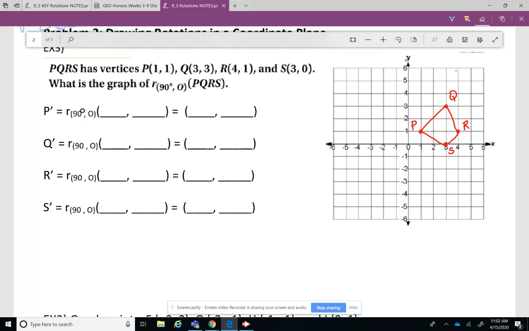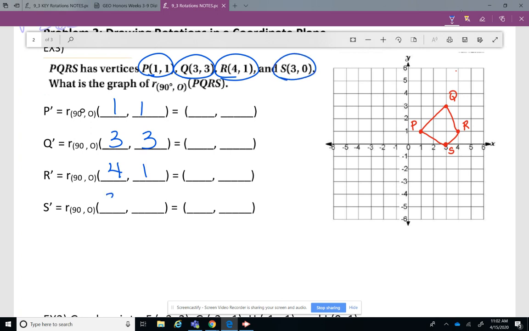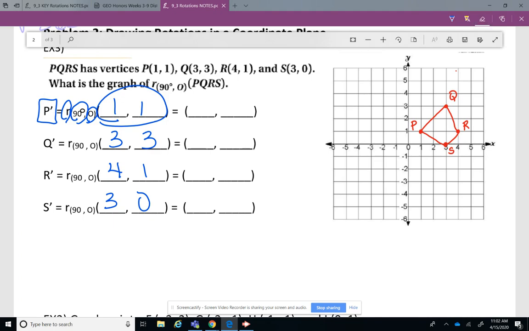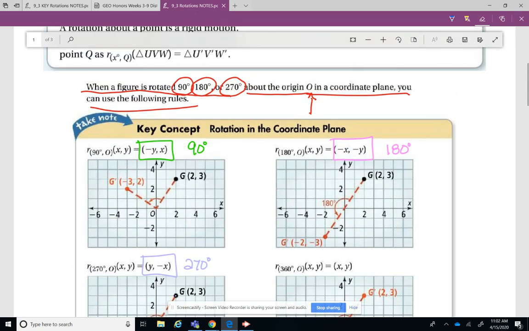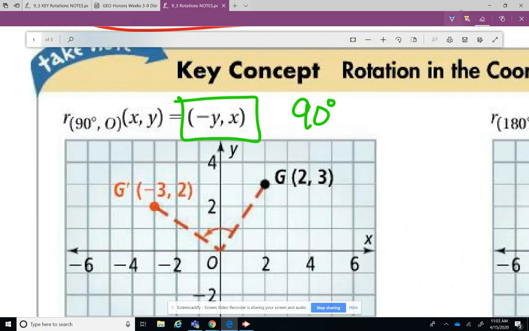So what we're going to do is we're just going to write down all the points for rotating. So P is 1, 1, Q is 3, 3, R is 4, 1, and S is 3, 0. Now, why did I write those again? Because I'm showing you piece by piece how to do it. If I'm going to find P prime, then I'm going to have to rotate 90 degrees about the origin, this point. This is the point I'm rotating. All right, now go back to your chart and go find what 90 degrees is. I want you to write this down.